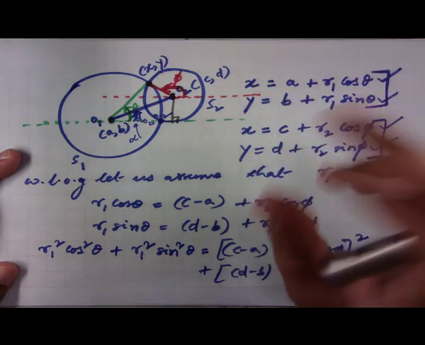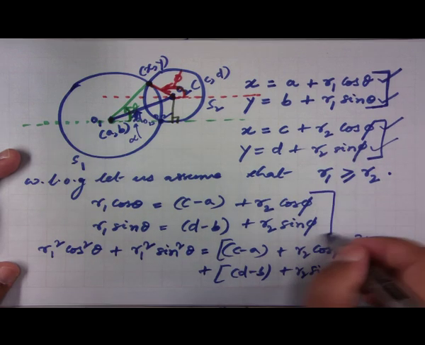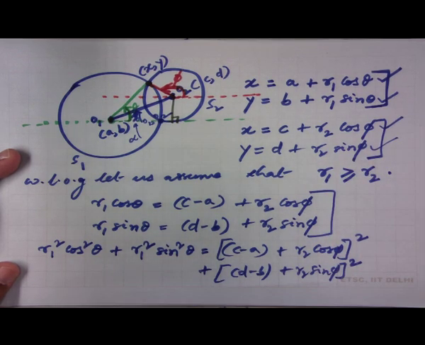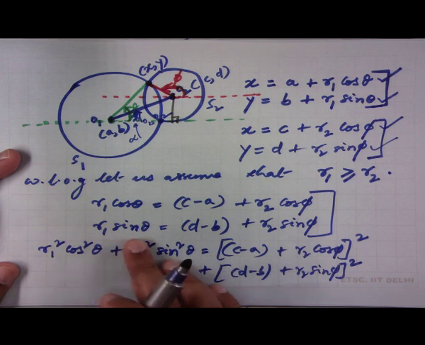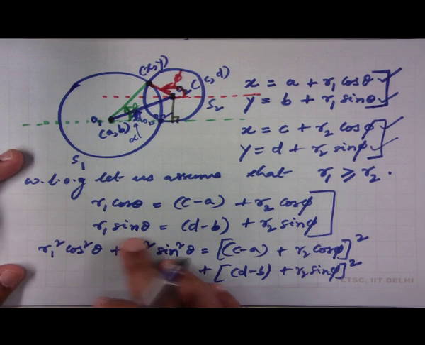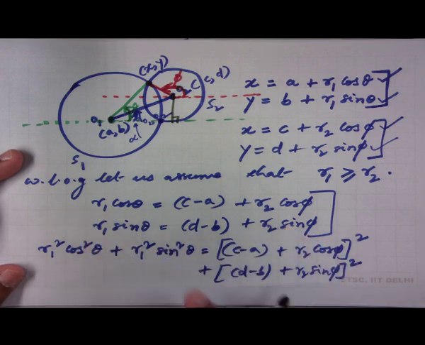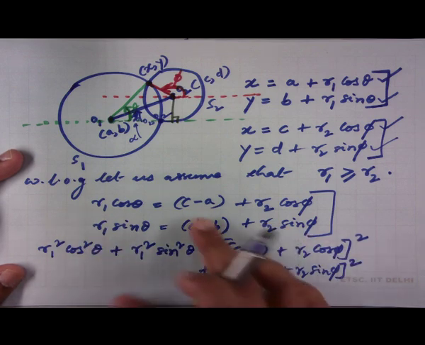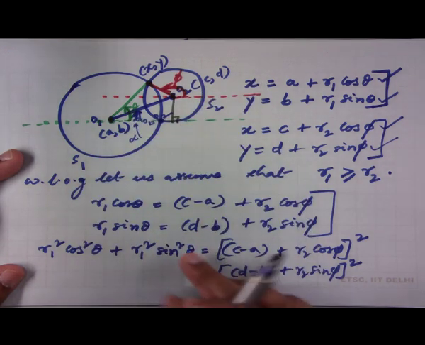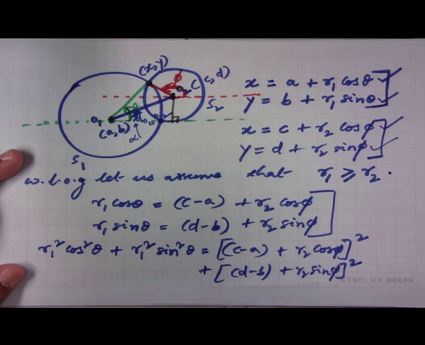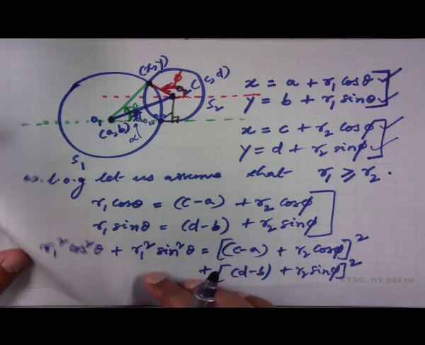But then this theta and phi should be such that they simultaneously solve these two equations. These are trigonometric equations. So, we have two unknowns theta and phi, which must be found out, and all the other variables here are known to us, because r1 is known, r2 is known, the coordinates of the two centers a, b and c, d are also known, and that is what we have been trying to do in the last few slides.